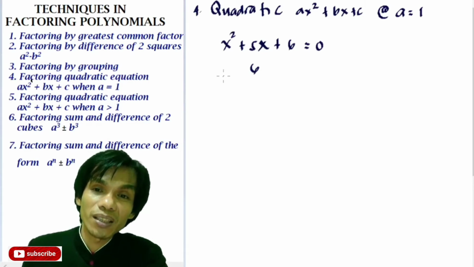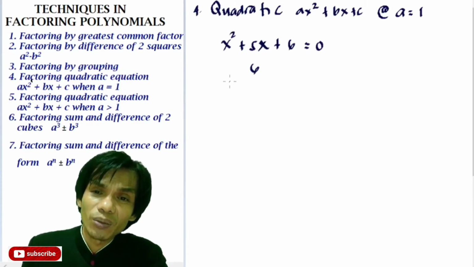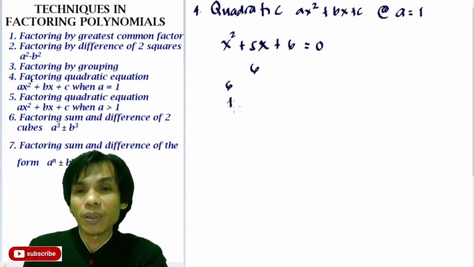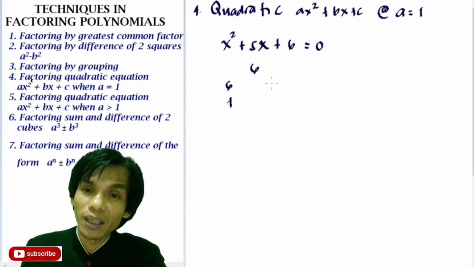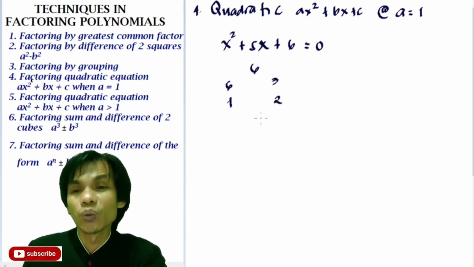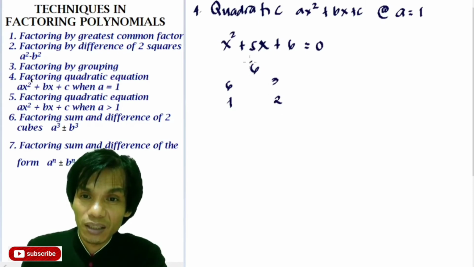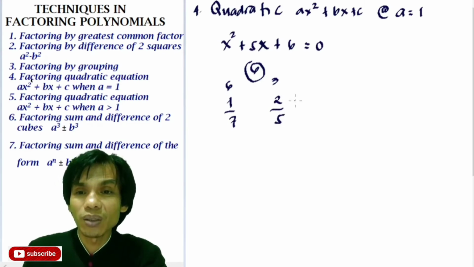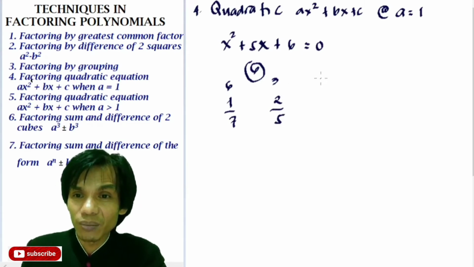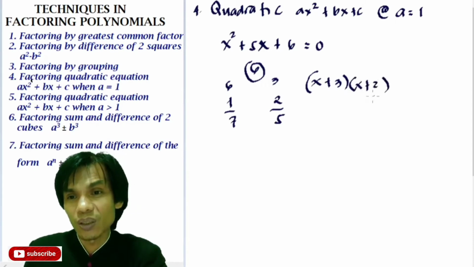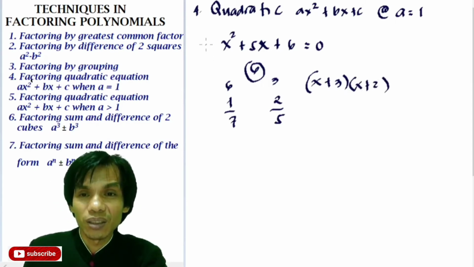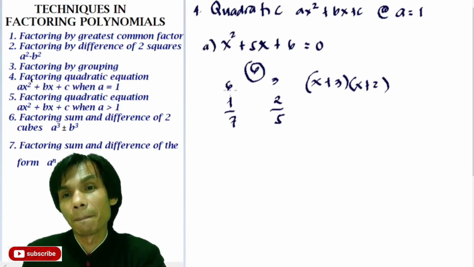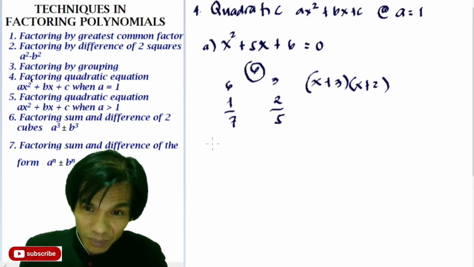Ano yung factor ng 6? 6 and 1, di ba? Kasi pagka pinag-multiply mo yung 6 and 1 is 6. Ano pa? 3 at saka 2, kasi 3 times 2 is 6. Ano sa tingin nyo yung dyan? Ito is 7, ito is 5. Tama? So, yun yung nagmi-meet dito. Therefore, ang magiging sagot natin dyan is x plus 3 and then x plus 2. So, ito yung example letter A natin. Nakuha nyo? Sige, gawa pa tayo ng isa.